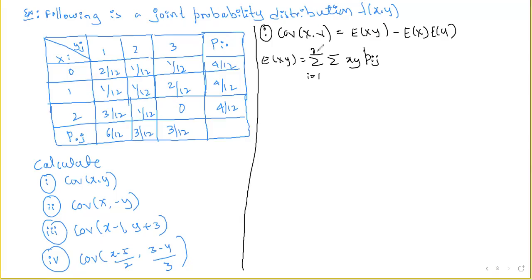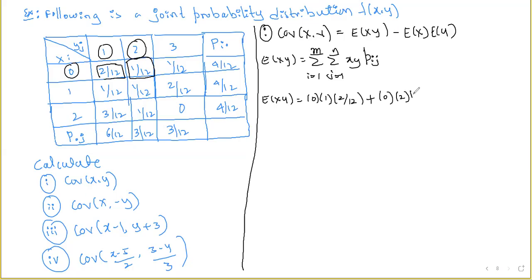I running from 1 to m, j running from 1 to n. So this is the formula we are going to use. Here, expected value of xy equals the sum over x values 0, 1, 2. First we take x equal to 0: x is 0, y is 1, and its probability is 2 by 12, plus x is 0, y equal to 2, and its probability is 1 by 12.